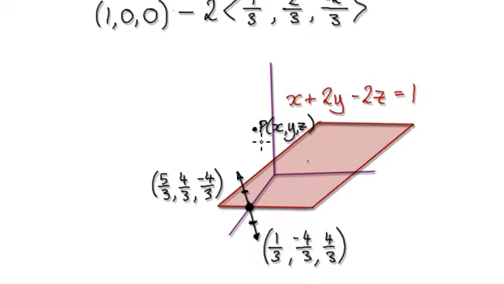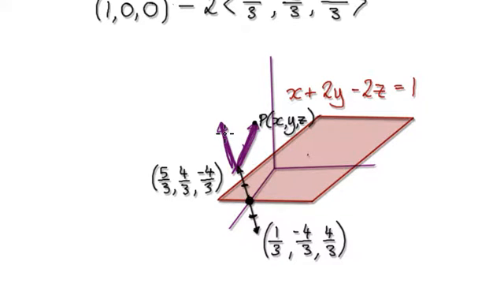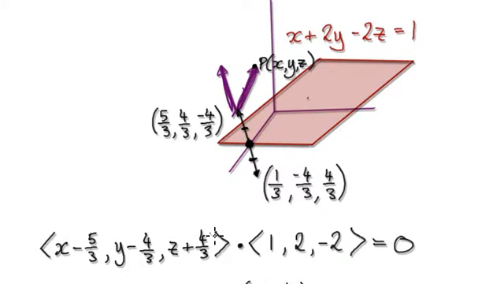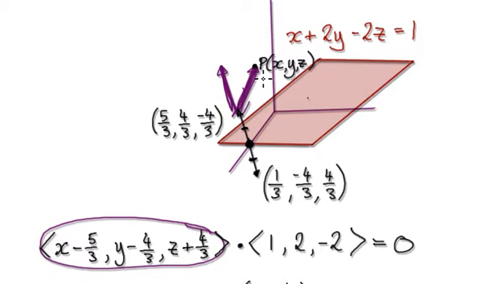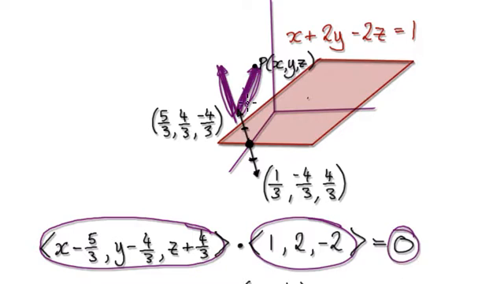Now we need to demand that this vector here be orthogonal to the normal vector. So in order to come up with the equation for our plane, we need to demand that this vector here be orthogonal to this, meaning we need to demand that the dot product of this vector and this vector be 0. That would then describe our plane.